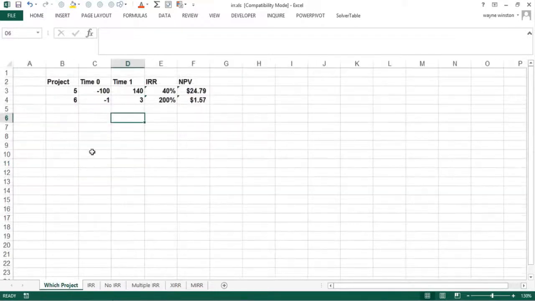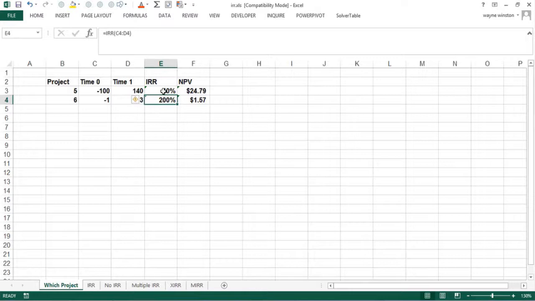Okay? Now here's an example. Suppose I told you could do one of these 2 projects. First project, you pay in $100. A year later, you get $140. The second project, you pay in $1. A year later, you get $3. So you do an IRR. This has a 200% IRR. I mean, basically, you discount it 200%, you get an NPV of 0.